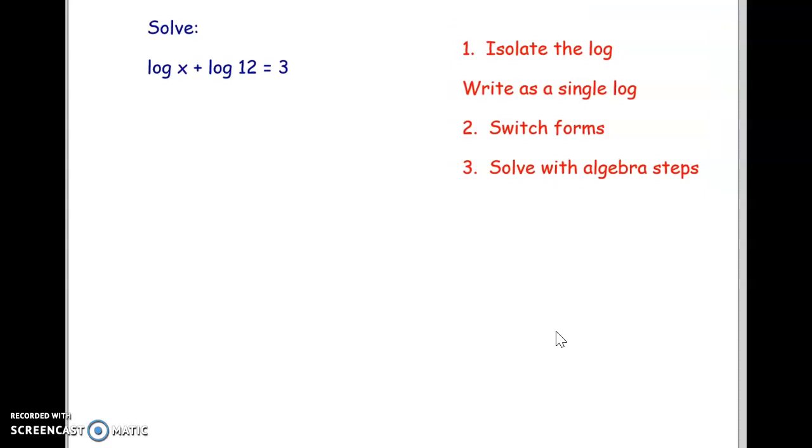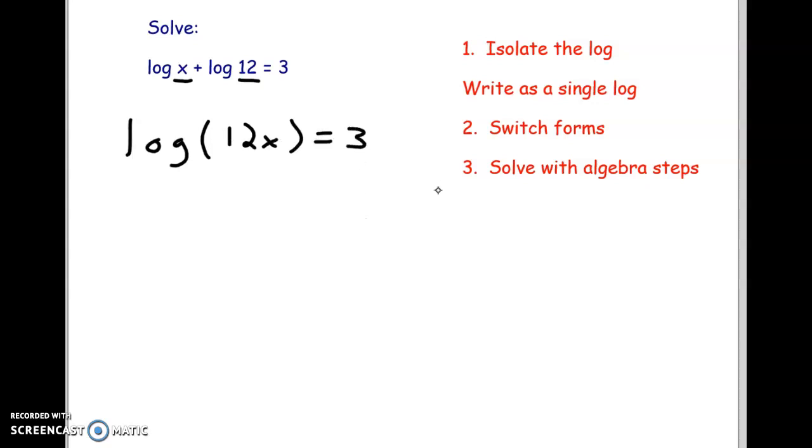So the log properties from the other day: if there is a plus between them, then we want to multiply the two things that are written there. If it was a minus between them, we divide the two, but because it's a plus, according to the log properties, we're going to write this as a single log of 12 times x equals 3.